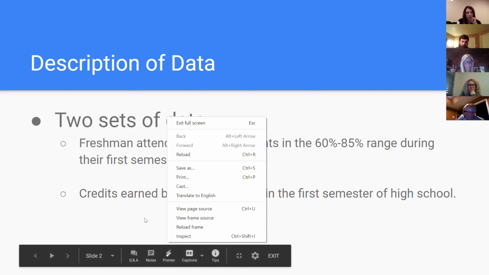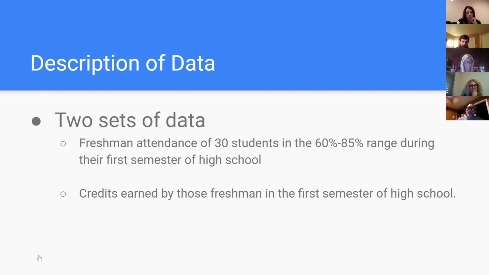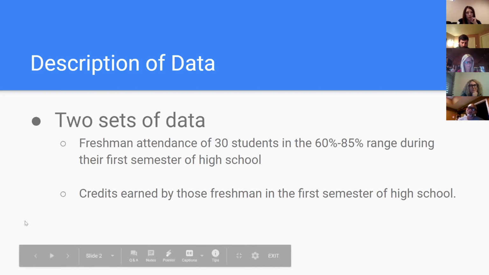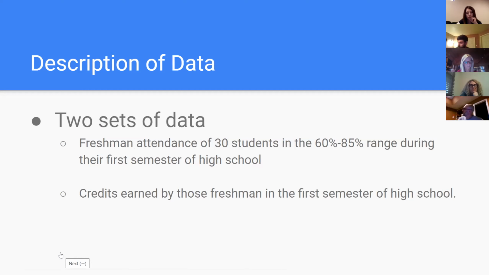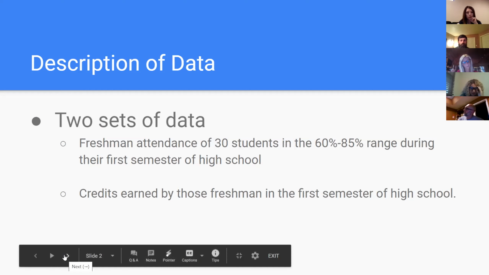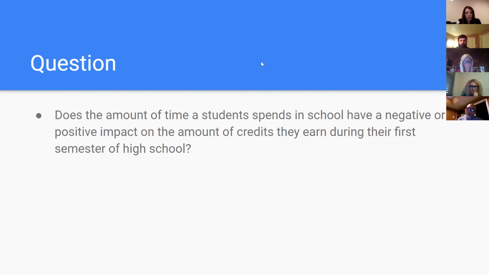The attendance that I looked at was students in the 60 to 85% attendance range. We do a modified rolling 8 block, so you don't have the same classes every day. You have 4 classes one day and then a different 4 classes the next day. So I was looking at their attendance and seeing if that made a difference on the amount of credits they earned in the first semester of their freshman year. My question was, does the amount of time a student spends in school have a negative or positive impact on the amount of credits they earn during their first semester of high school?